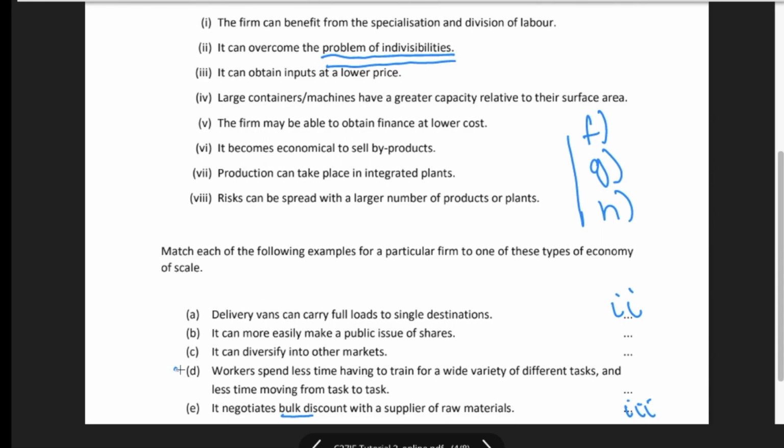D is quite a classic economics thing. Workers spend less time having to train for a wide variety of different tasks and less time moving from task to task. It's this idea they can really focus on one task rather than having to do loads of different things. Where do we think that fits in? Perfect. So this idea of specialisation and division of labour you're going to hear lots about in an economics degree.